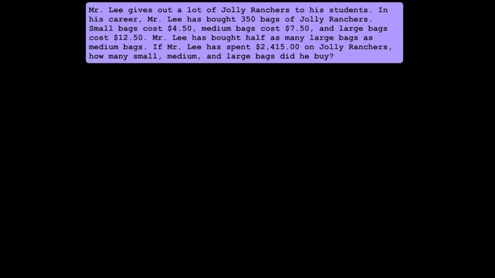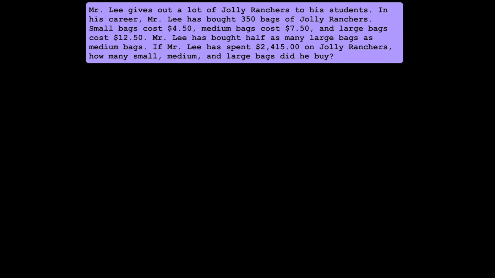Here we have an application word problem. Mr. Lee gives out a lot of Jolly Ranchers to his students. In his career, Mr. Lee has bought 350 bags of Jolly Ranchers. Small bags cost $4.50, medium bags cost $7.50, and large bags cost $12.50. Mr. Lee has bought half as many large bags as medium bags. If he has spent $2,415 on Jolly Ranchers, how many small, medium, and large bags has he bought?